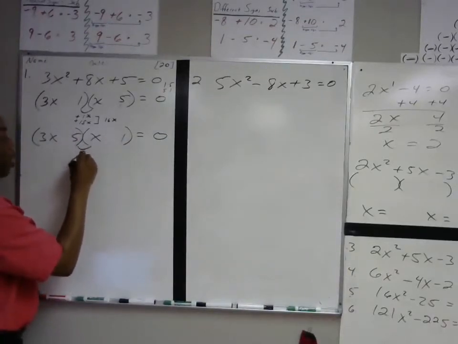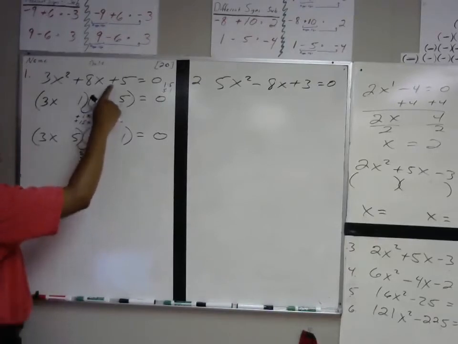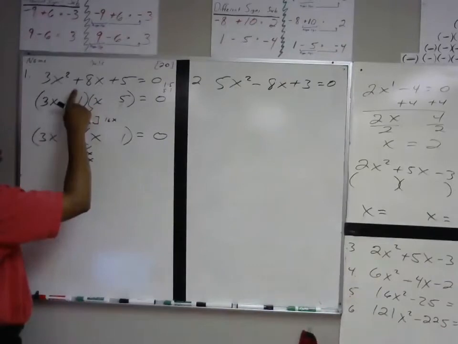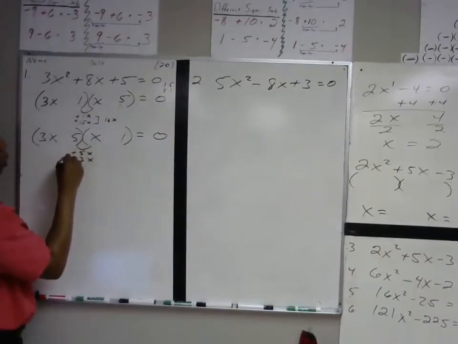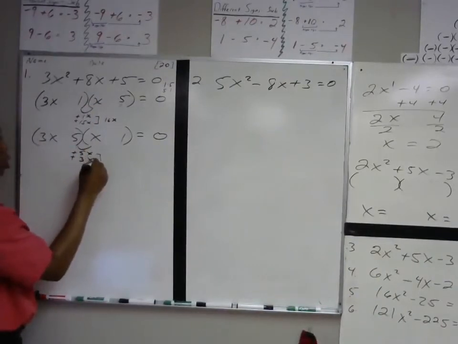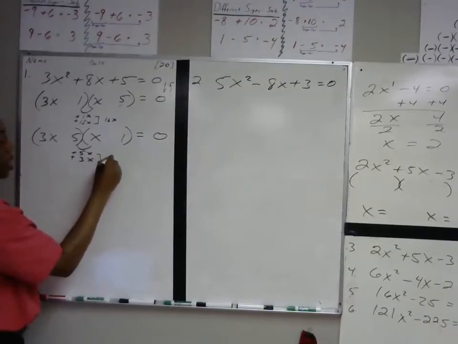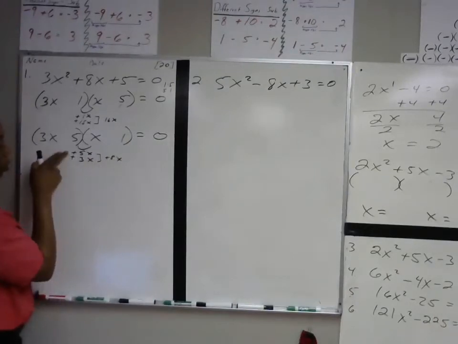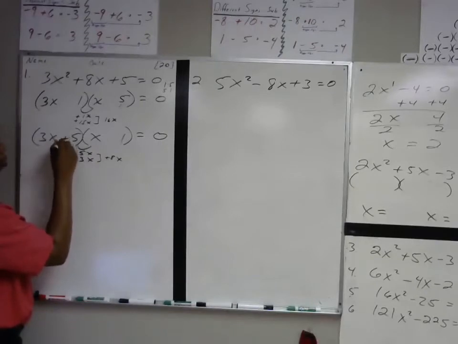Okay, inside we get 5x. On the outside, we get 3x. We want the same signs, and we want a positive 8x. So if I put same signs here, positive, positive, this will give me an 8x. And so this is the right combination. So positive and positive, positive and positive.